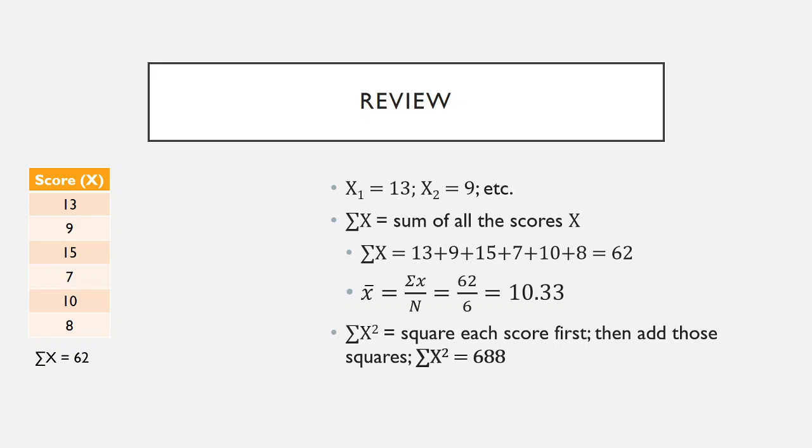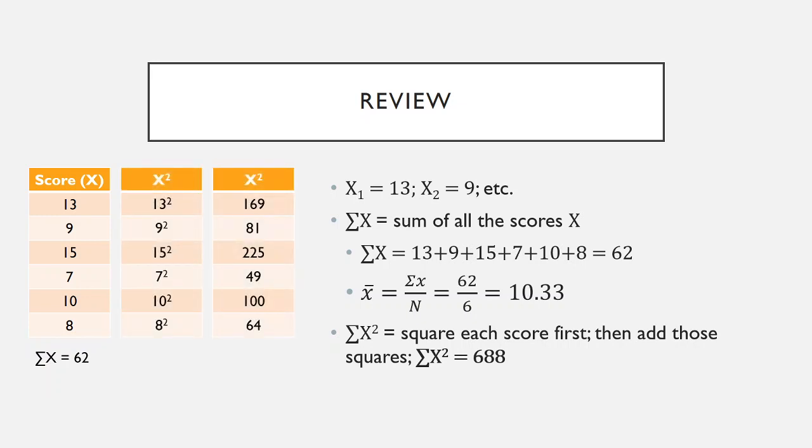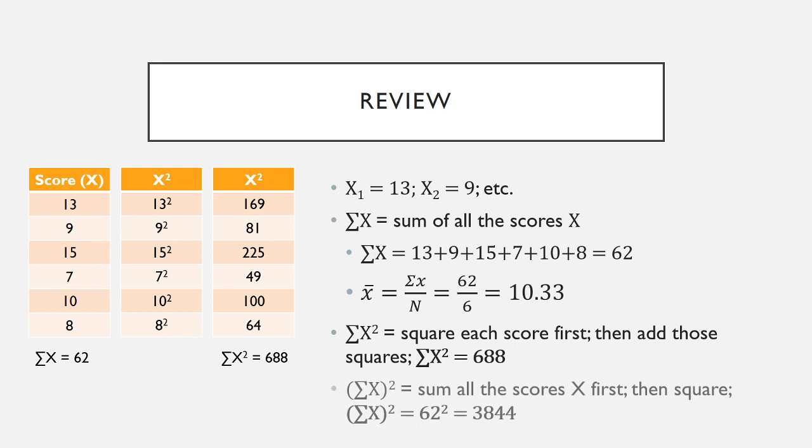Okay, and then this distinction here, again, trust me, this is going to come up again and again and again. If you see a notation like this, sigma x squared, make sure you square first, then add. If, though, you see those parentheses, you know that the order of operations has parentheses ahead of exponents. So in that case, you take that sigma x, that 62, and you just square it. Again, look at the difference between those two numerical outcomes.